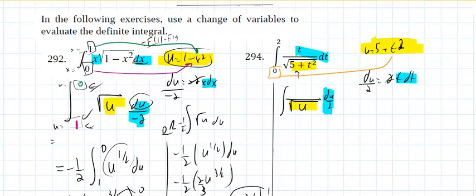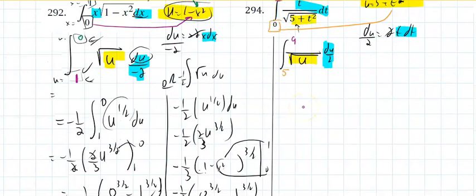Put a 0 in there. 5 plus 0 is 5. Put a 2 right there. 2 squared is 4 plus 5 is a 9. I don't have to go back to the yellow part. Now it's just an integral in terms of u. I'm going to evaluate that with the 5 and the 9 and never look back.